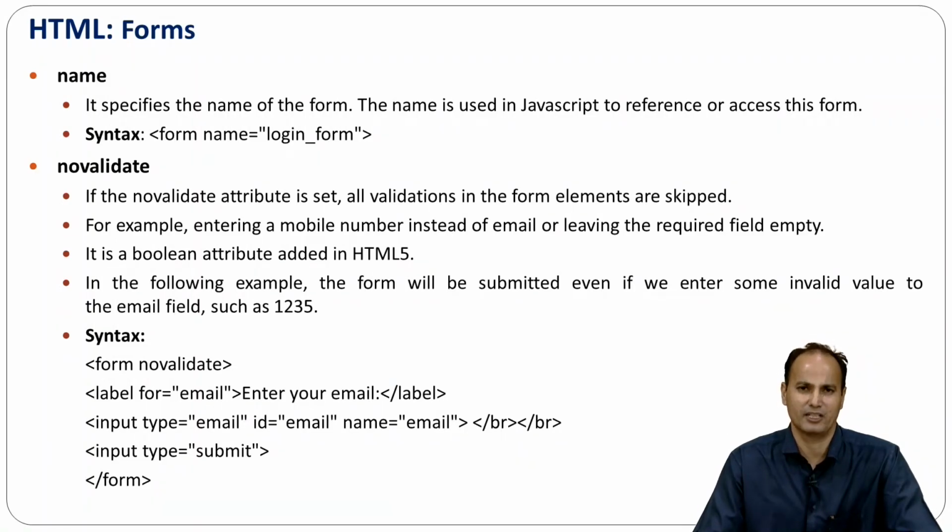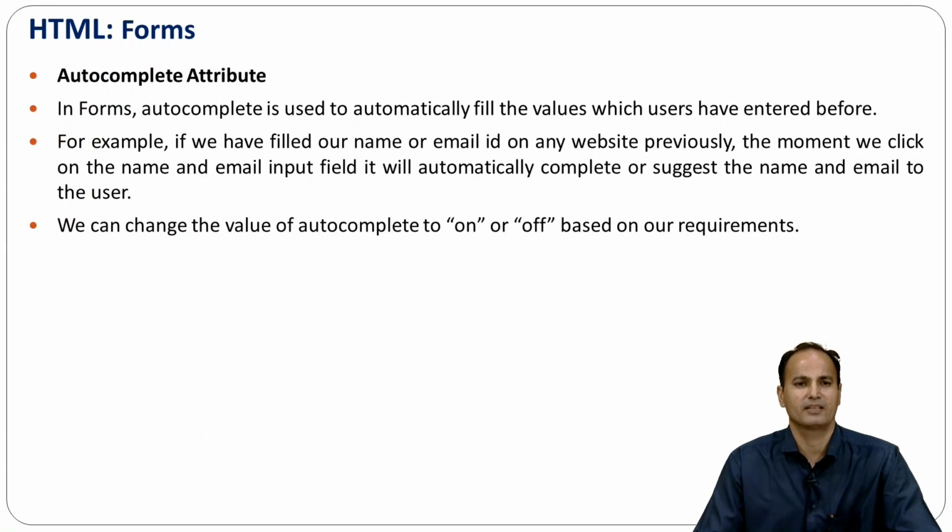Then novalidate attribute. If the novalidate attribute is set, all validations in the form elements are skipped. For example, entering a mobile number instead of email or leaving the required field empty. So it is very important that you must validate the form data before it is submitted to the server. So we always keep this attribute off. Next, autocomplete attribute. In forms, autocomplete is used to automatically fill the values which users have entered before. For example, if we have filled our name or email ID on any website previously, the moment we click on the name and email input field, it will automatically complete or suggest the name and email address we have entered earlier. We can change the value of autocomplete to on or off based on our requirements.